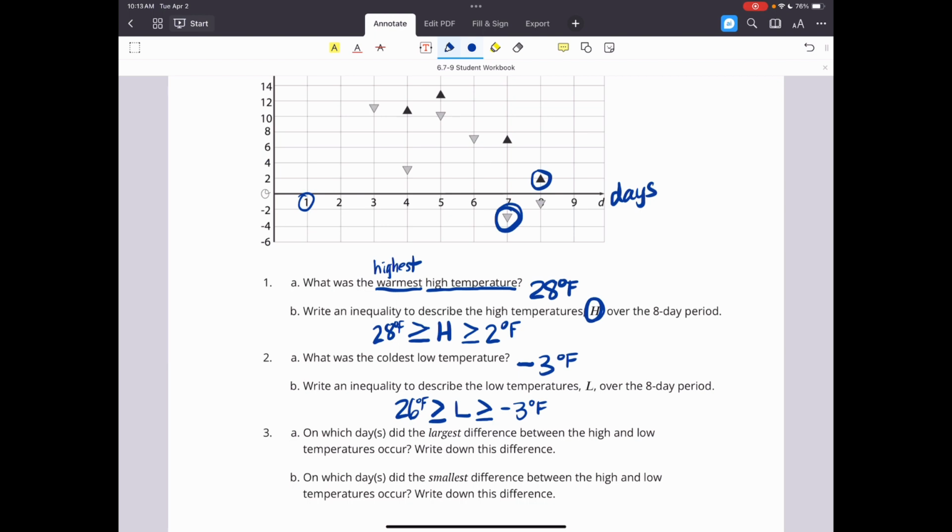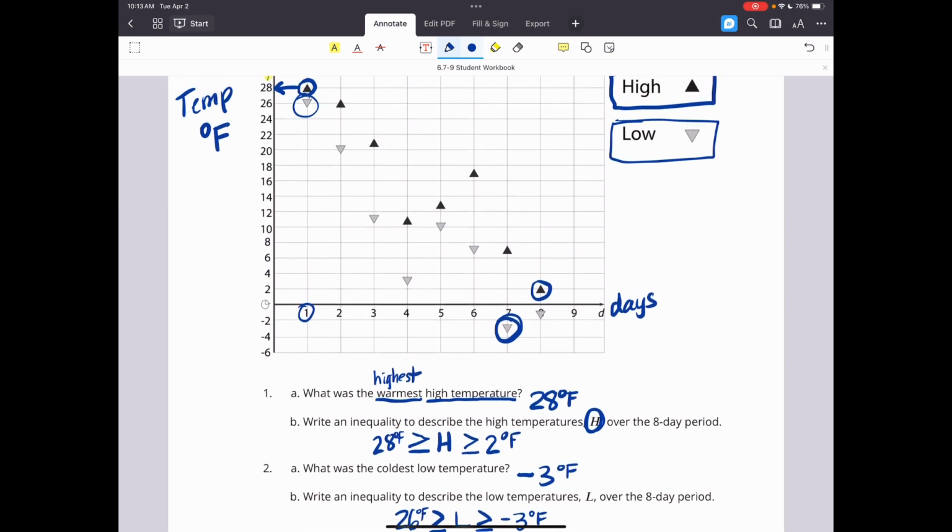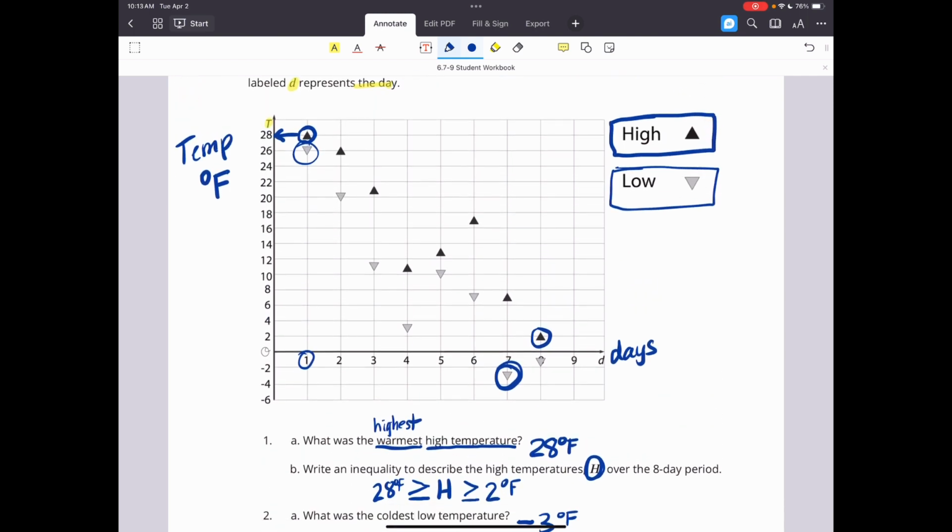On which days did the largest difference between the high and low temperatures occur? Write this difference down. So we're looking for the high and the low. These two are the high and the low for the day. We want to know which one has the biggest difference. To do this, you kind of have to eyeball it at first, and it's kind of tricky. You got to count the spaces in between.